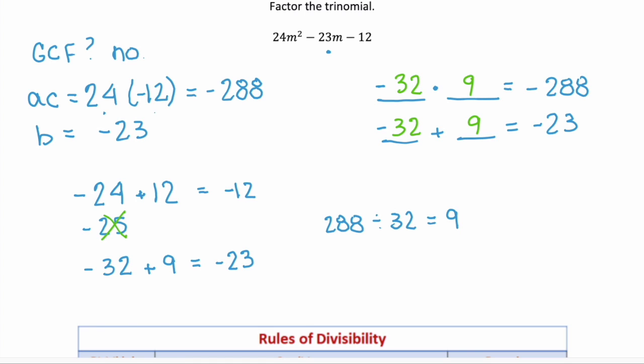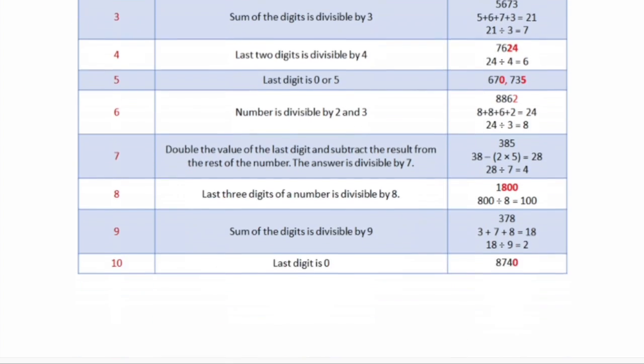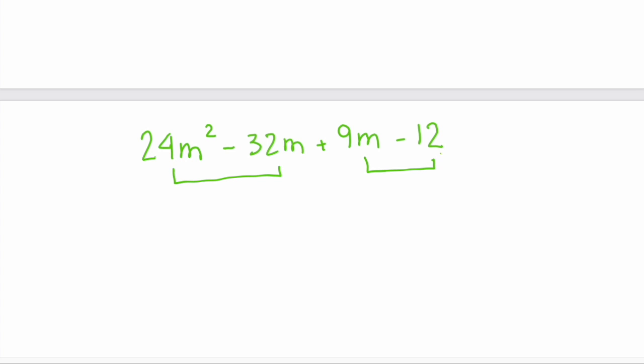And remember, that tells us we're going to rewrite that middle term. So let's come down to a new page. We have 24m squared minus 32m plus 9m minus 12. So these two new terms in the middle are what we use to rewrite our given middle term. And now we can group.